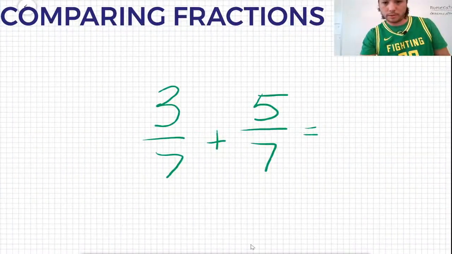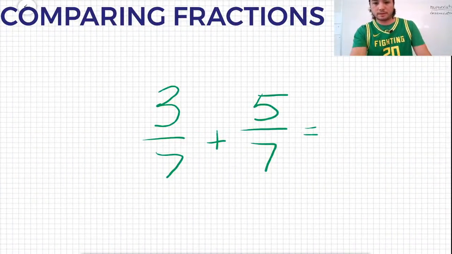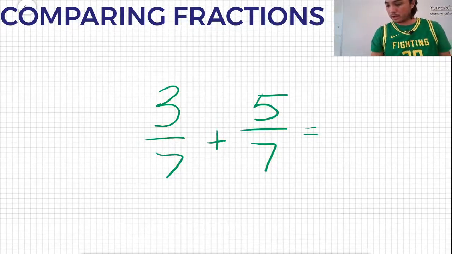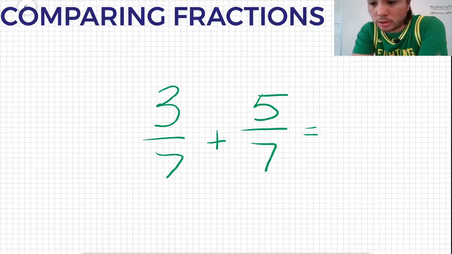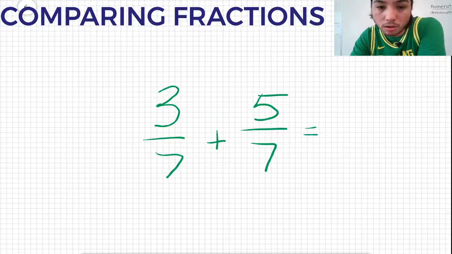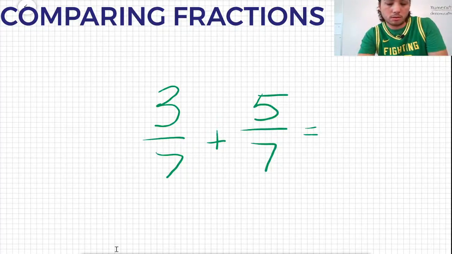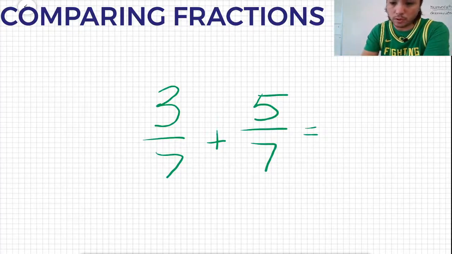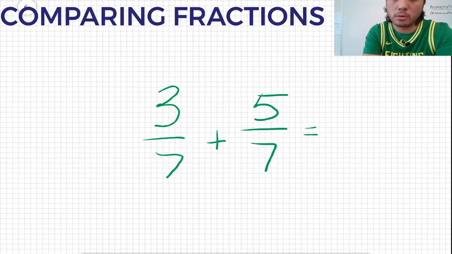Okay, there we go, our first one, 3/7 plus 5/7. Okay, again, we could do this straight away and end up with 8/7. Just like we would with our regular fractions.